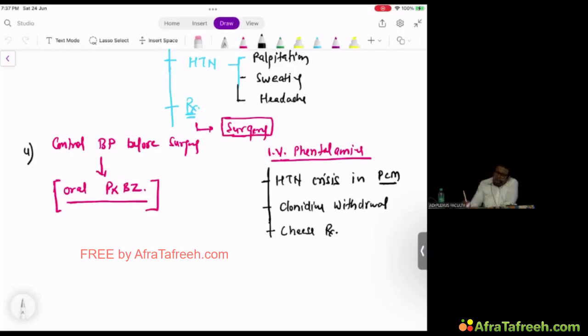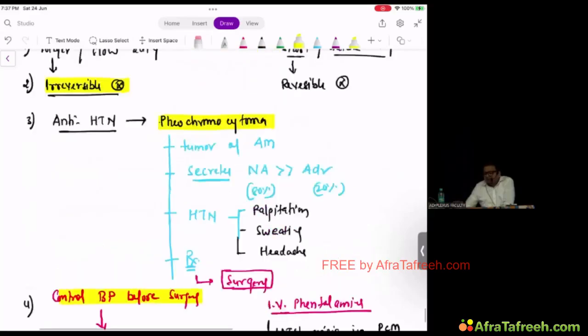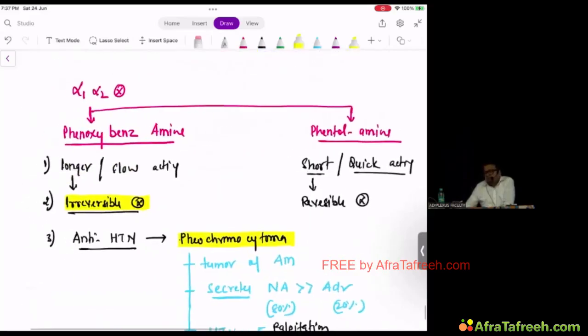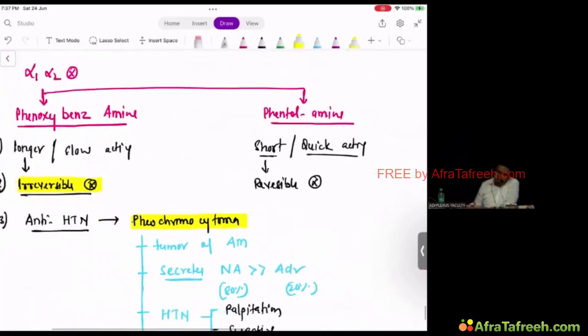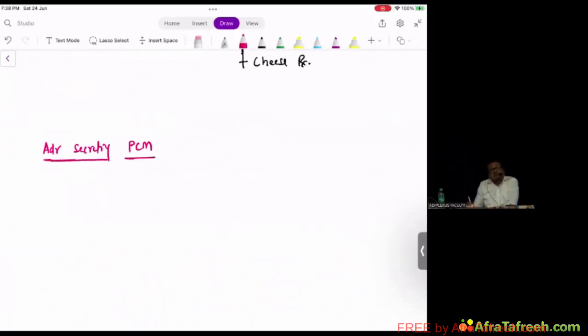Okay. So this is what you are asked. Before surgery, if you want to control BP, which drug is given? Oral phenoxybenzamine. These are non-selective alpha blockers. Understood so far? Now come to pheochromocytoma in detail. We are looking at adrenaline secreting pheochromocytoma. The 20% type pheochromocytoma which are secreting what?